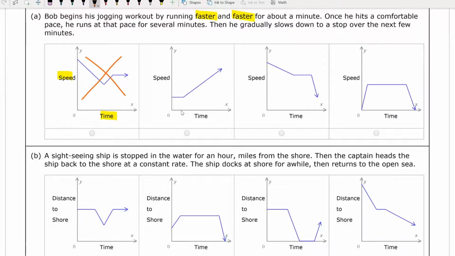The second one, we see that as time goes by the speed stays the same, and this increases over time, which is not what they're telling you. They say faster and faster from the beginning, so not that. As time goes by, the speed is going down, so that's not correct either. The last one is as time goes by, the speed is increasing, and then at a certain time it goes flat, which means he keeps the same speed over time. Then it goes down because he stopped to take a break or something. He stopped over the next few minutes. So the correct answer is the last graph.